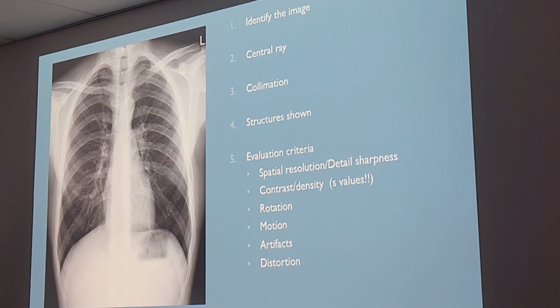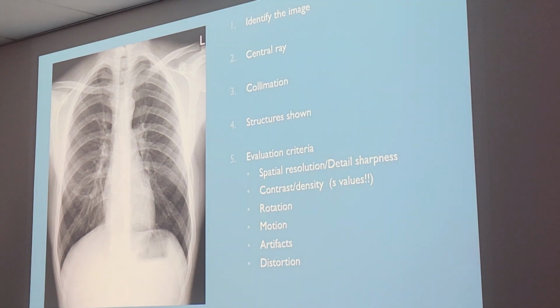Motion, how can we tell if there's motion? There's going to be blur. That's pretty much it. Artifacts, obviously, you're going to look for anything that doesn't belong in the chest X-ray: jewelry, metal, clothing, whatever the case may be. And then distortion, what are the two terms to describe it? Elongation and foreshortening. Elongation is when something seems stretched, and foreshortening is when something is shrunk.